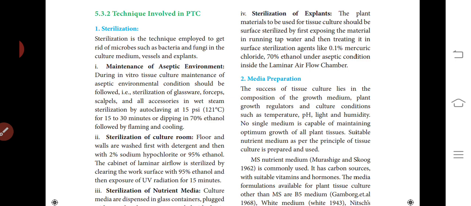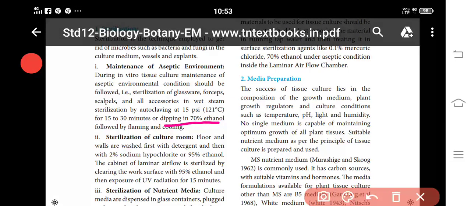Flaming and cooling. So it is a very important one. It maintains an aseptic environment. Because of this, fire and boiling of water have been used for sterilization and disinfection since the time of the Greeks. Heating is still one of the most popular ways to destroy microorganisms. So that is dipping in ethanol and the flaming and cooling.